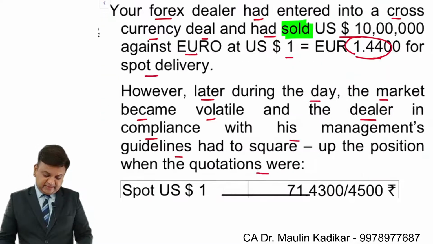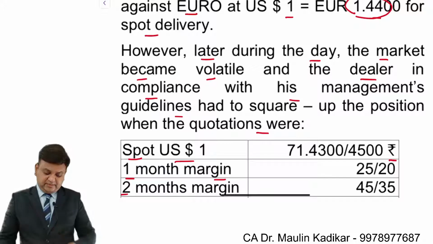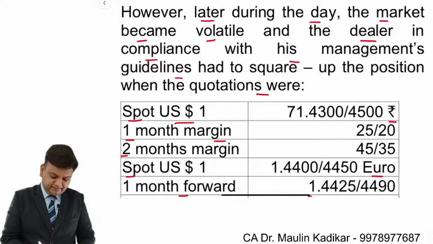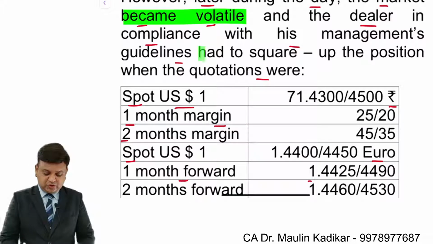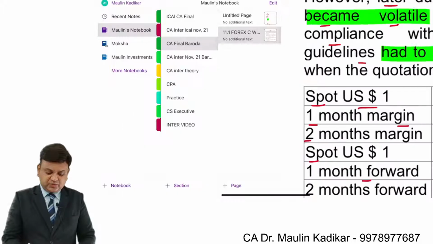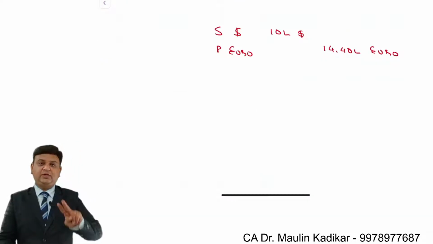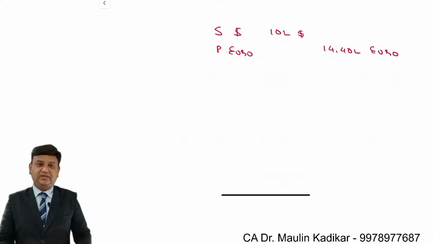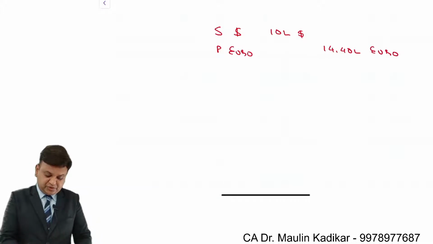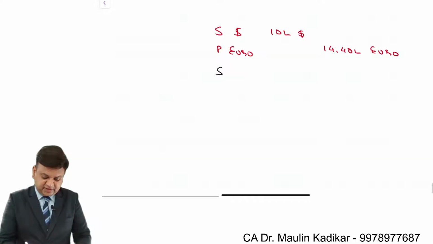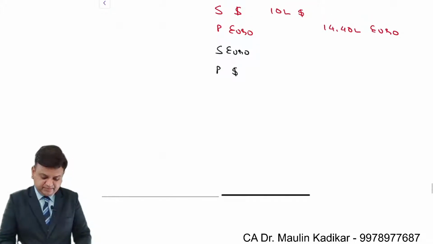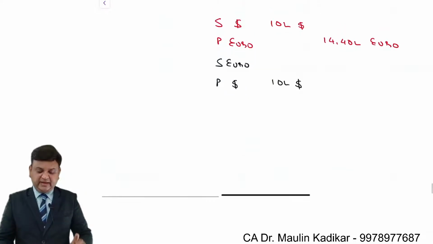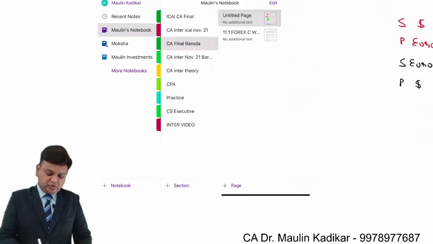The question says that later during the day, market became volatile and the dealer, in compliance with his management guidelines, had to square up the position. Squaring up the position is simple, friends. You have to enter into the reverse of the original transaction. That is the way you will square up the position. So over here it is sale of euro and purchase of US dollar. The transaction was entered upon for 10 lakhs, so you have to buy 10 lakhs of dollar in order to square up the transaction.